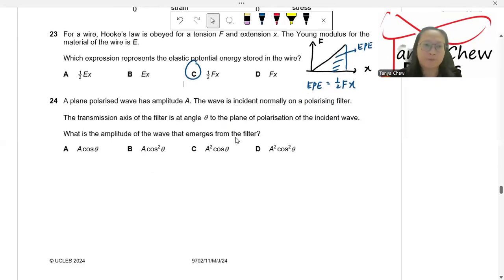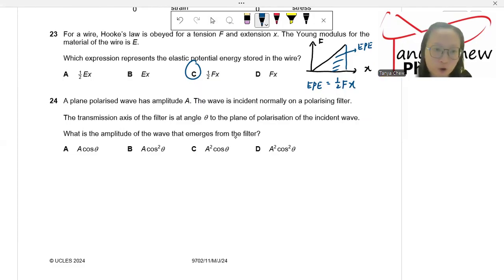Question 24. A plane polarized wave has an amplitude A. The wave is incident normally on a polarizing filter. The transmission axis of the filter is at an angle theta to the plane of polarization of the incident wave. What is the amplitude of the wave that emerges from the filter?